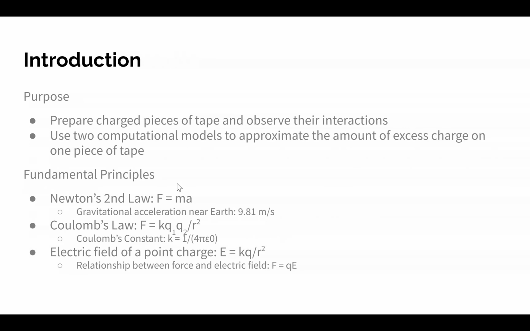And then some fundamental principles I use here are Newton's second law, force equals mass times acceleration, where the gravitational acceleration near Earth is 9.81 meters per second squared. And then I also use Coulomb's law, which is force is equal to k q1 q2 over r squared, where k is equal to Coulomb's constant and q1 and q2 correspond to the two charges. And I also use the electric field of a point charge, where E is equal to kq over r squared, where again k is Coulomb's constant, and then use this to relate back to force through this formula down here, which says that force is equal to charge times electric field.